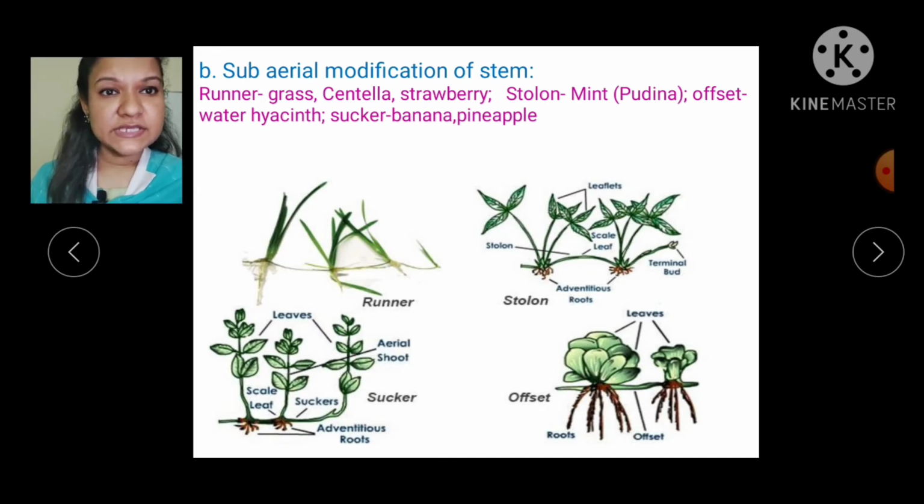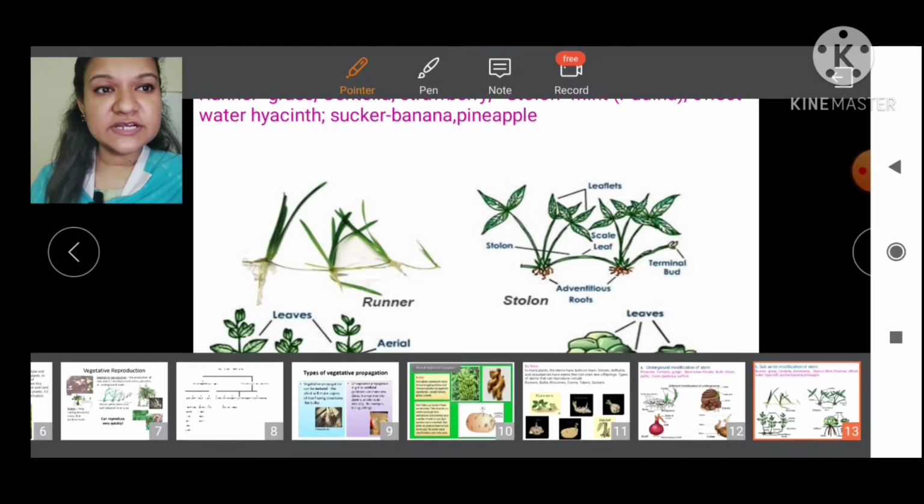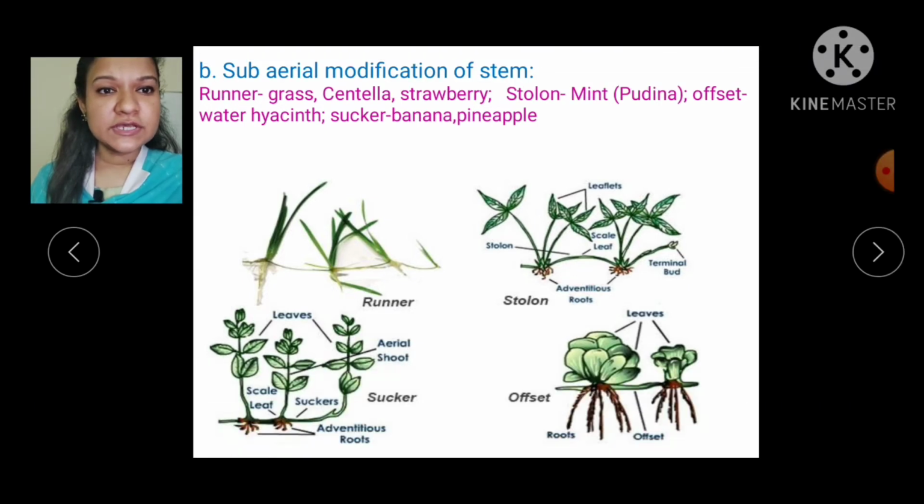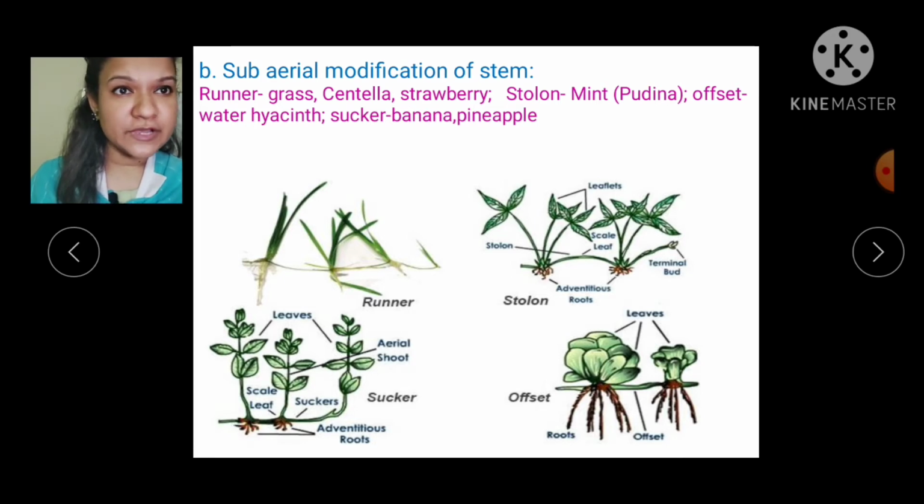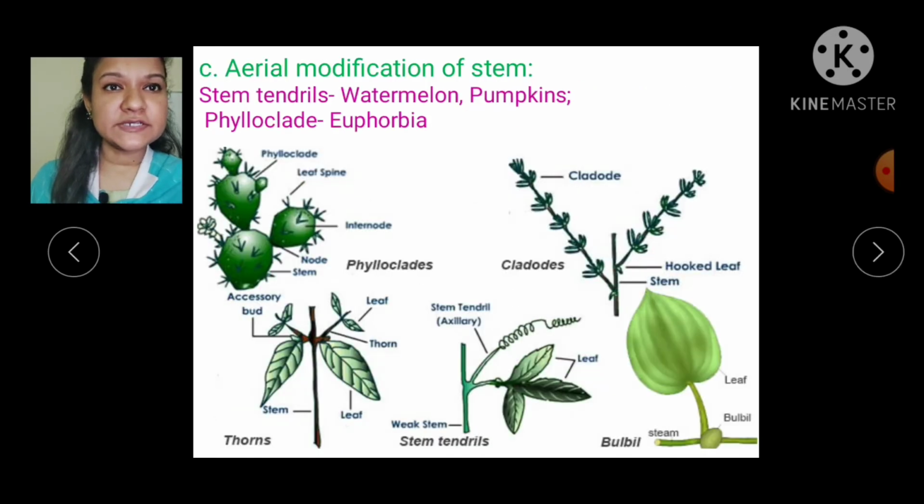Here you can see this is the runner, this is the stolon, this is the adventitious roots, and this is the offset. So grass, centella, strawberry are reproduced by runner, mint, that means pudina, is reproduced by stolon, water hyacinth is reproduced by offset, banana and pineapple are reproduced by sucker.